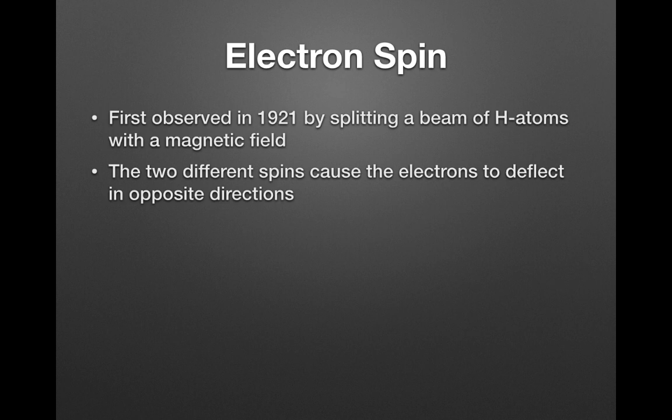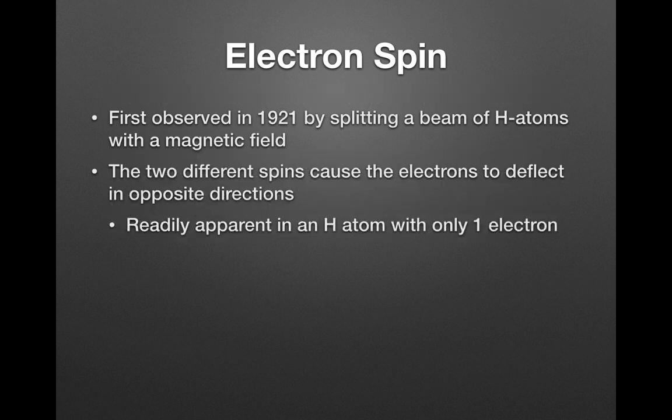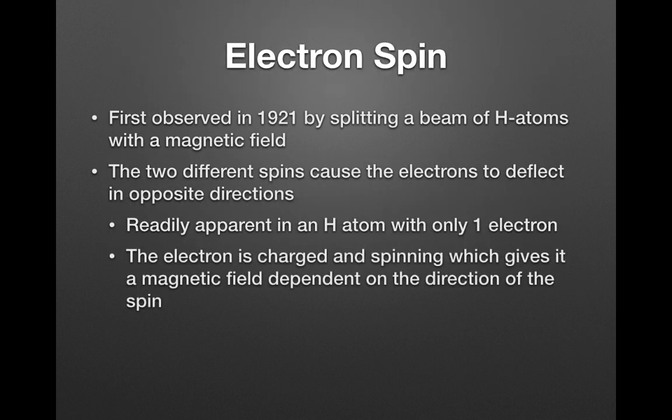And so it became evident that there must be two different spins to create those two different, or those opposite, deflections when passing through a magnetic field. The electron on that hydrogen is charged and it's spinning, and that gives it a magnetic field, and that magnetic field is dependent on the direction of the spin, and that's what controls which way a hydrogen atom is going to deflect within a beam.